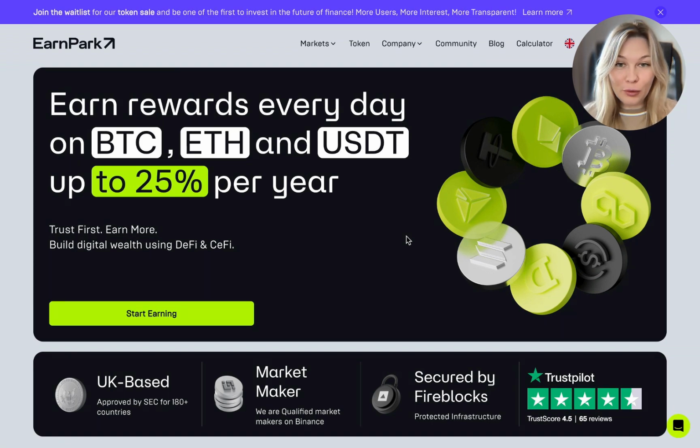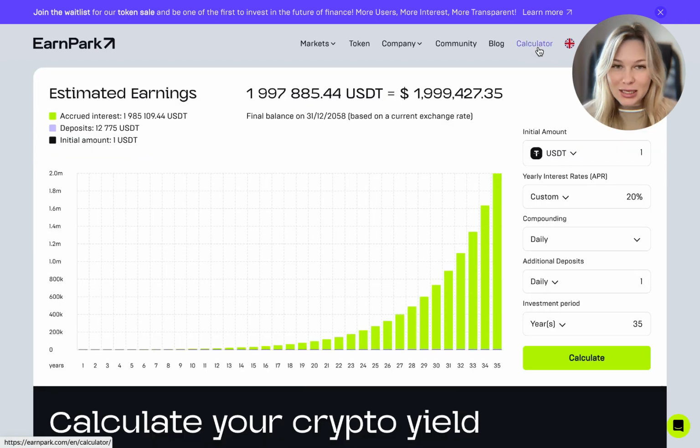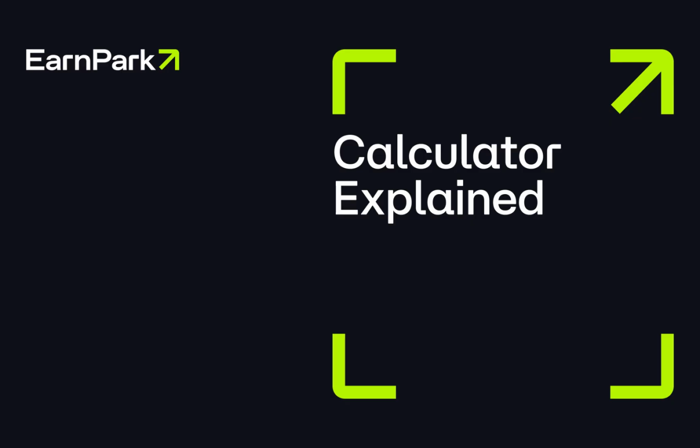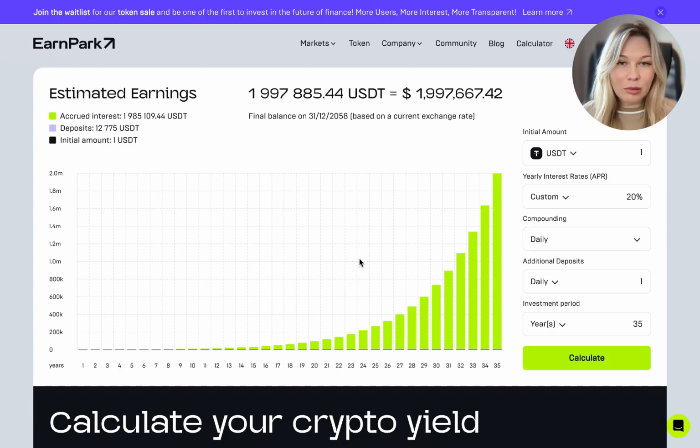Today I'm excited to show you one of the most powerful tools on the EarnPark platform, the Yield Calculator. This is an incredibly useful tool that not only helps you calculate potential earnings, but also demonstrates the magic of compound interest. So let's dive in and see how it works. Here's the calculator, simple, flexible, and tailored to your investment needs.